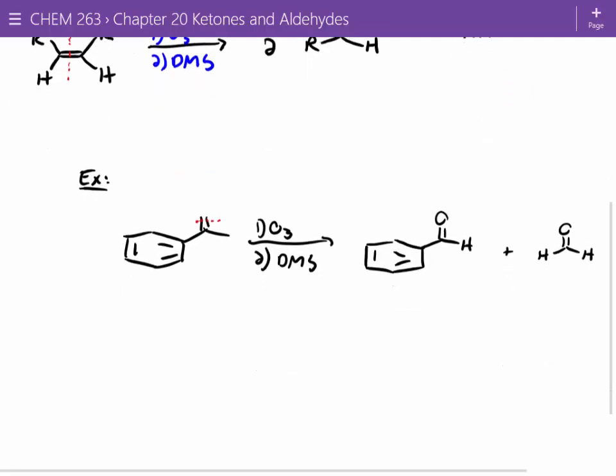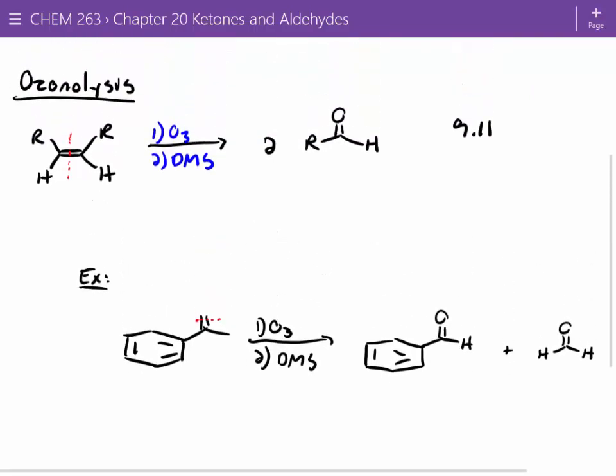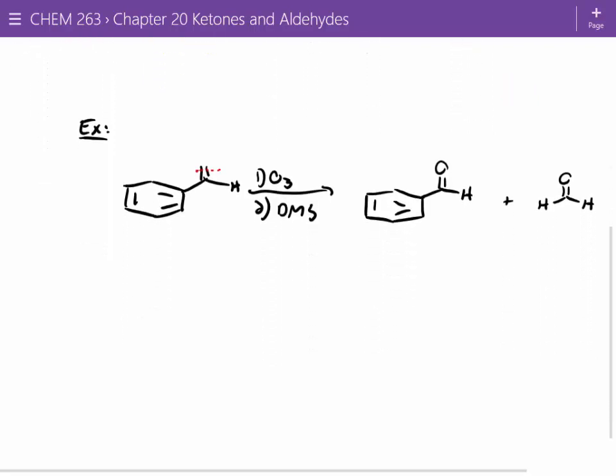Okay, the last one was, yep. Oh, sorry, thank you. This was supposed to be a hydrogen. If we had a CH3 there, it should have been acetophenone. Thank you. So starting with styrene. Good catch. All right, and then the last one was hydroboration oxidation.